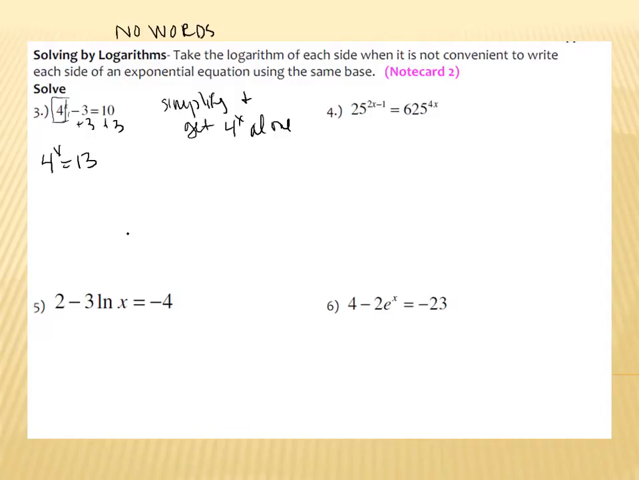Now by this time, a lot of you are probably so used to doing this that you know what to do. If I rewrite this in the log form, the base is 4, the exponent I don't know, and 13 goes here. You can go ahead and type this right in your calculator. So we would go log 13 divided by log 4. But what this note card is saying to do is when you get down to this point, just put the word ln in front of both sides.